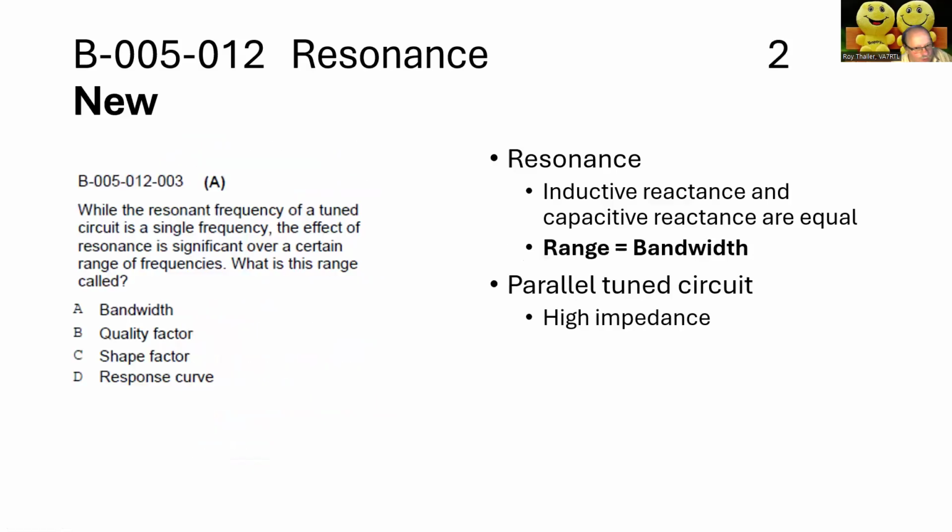A new question here. What is the resonance frequency of a tuned circuit? The resonance frequency of a tuned circuit is a single frequency. The effect of resonance is significant over a certain range of frequencies. What is this called? So as you vary the frequency, the circuit will have a bandwidth. So A is the correct answer.